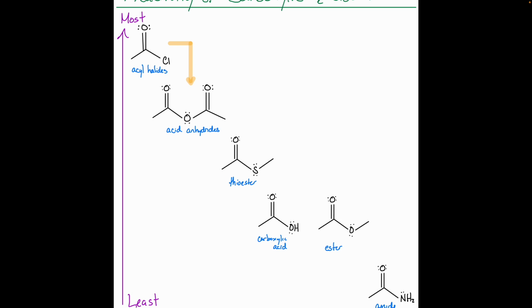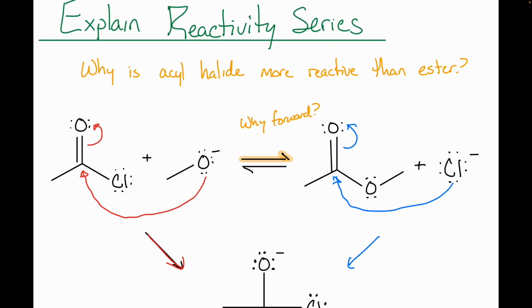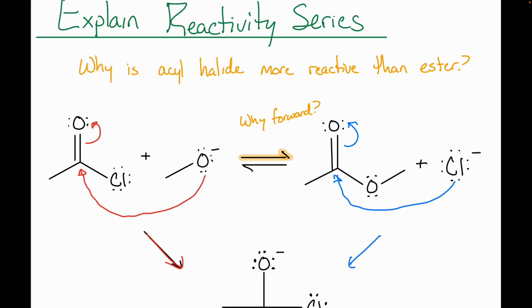Oxygen, it'll do it, but it's not super happy. You can stabilize it through resonance, but the only one that's really super stable with that negative charge is that halogen. And so that's explaining our reactivity series here. Why can we convert something more reactive into something less reactive? Because more reactive implies a better leaving group.